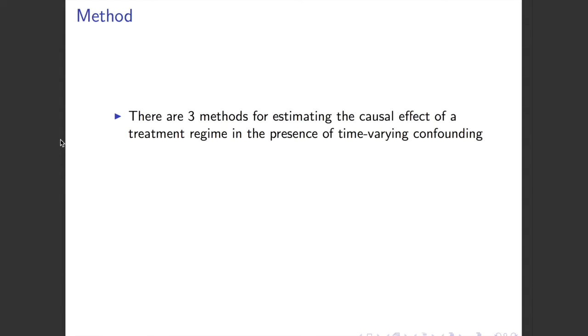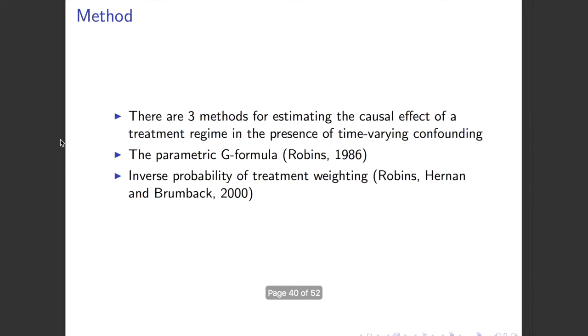So there are 3 methods for estimating the causal effect of a treatment regime in the presence of time-varying confounding. First, there's the parametric G formula, which Robins came up with in 1986. There's the inverse probability of treatment weighting. And you can see these sources if you want to know more about them. This is Robins, Hernan, and Brumback, 2000. And then the one we're talking about today is G estimation. So this comes from Robins, 1992. We'll put the citation below the video.